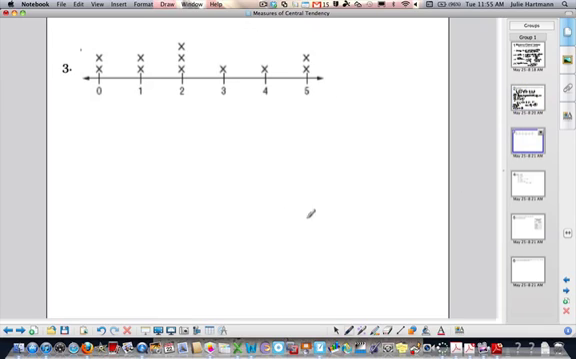A third example: here your data is not written out but rather given to you. This is a line plot. What this means is there are 2 zeros.